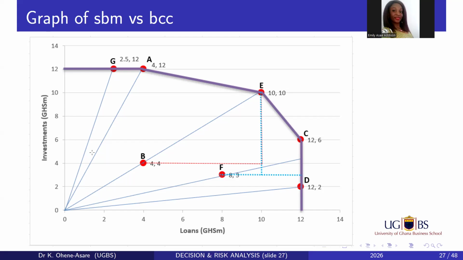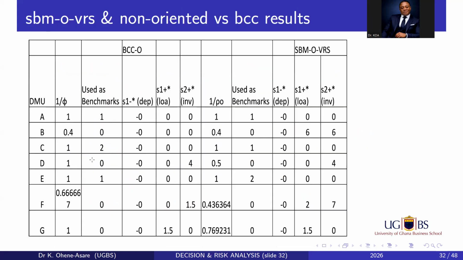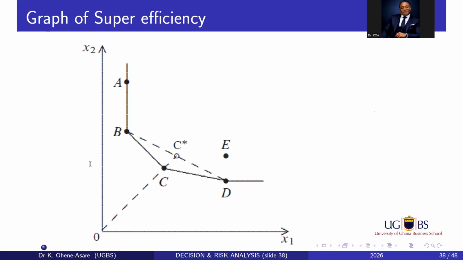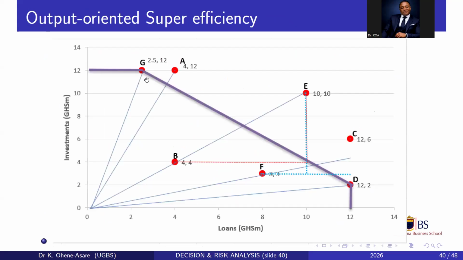What about the rest of you? Okay. So let's see. I'm just going to show you some of them. So that's it. You have A, E, and C outside. Because you can still create a frontier and then they will be outside. Therefore, graphically speaking, they are going to be super efficient. Now we are going to prove that.